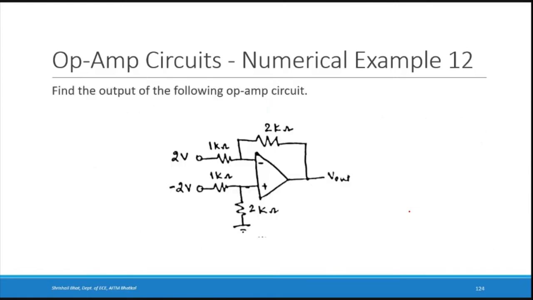Let us take another example. Here, you are asked to find the output of the following op amp circuit. The circuit is given here. By looking at the circuit, can you tell me what circuit it is? There are 2 inputs given to both the input terminals through some resistances, and here there is another resistance. Isn't it a subtractor circuit? It's a subtractor. This is V1, V2. The output of a subtractor is RF by R2 into V2 minus RF by R1 into V1.